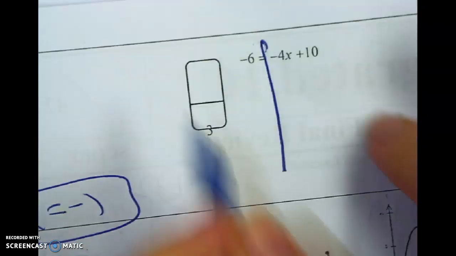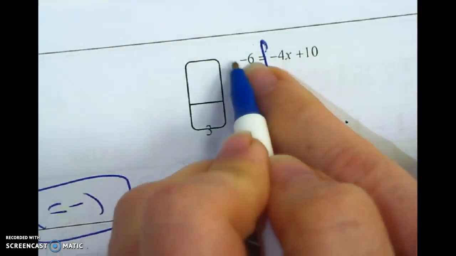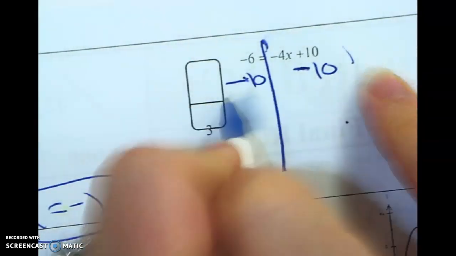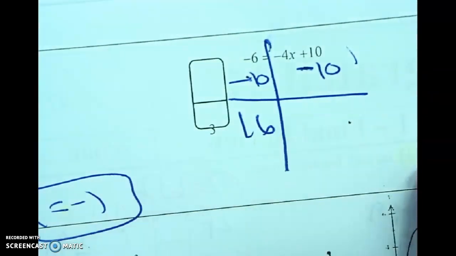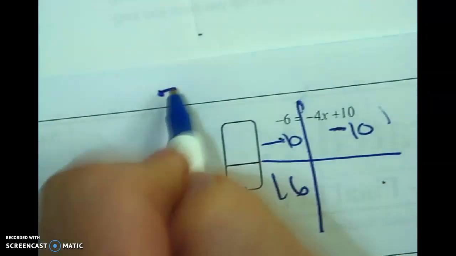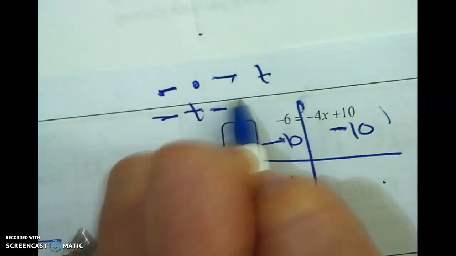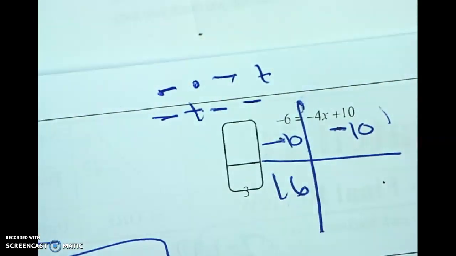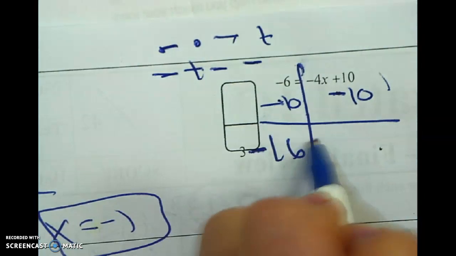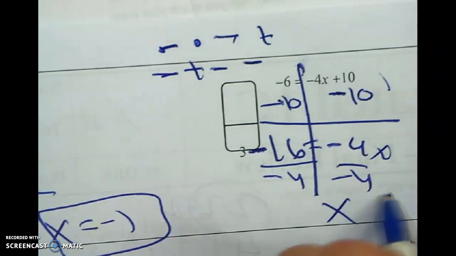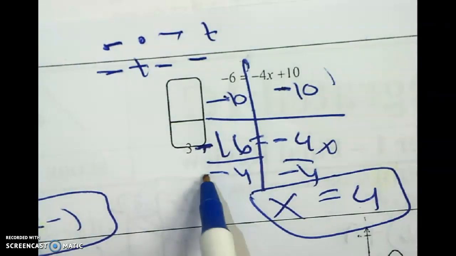Decide who's going to stay, who's going to move. That's going to stay because if I move that over, then I'm not left with anything. So this is going to move there. Don't put this. That's when you go a negative times a negative, you get a positive. But a negative plus a negative is still a negative. So it's negative 16 equals negative 4x divided by negative 4. X equals 4. See? A negative divided by a negative is a positive.